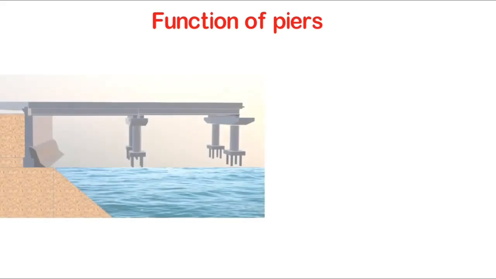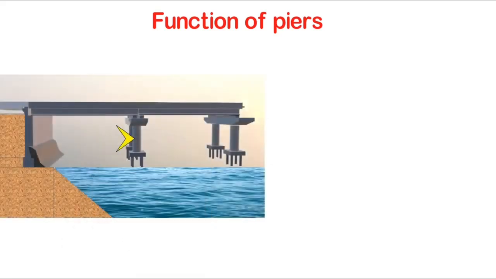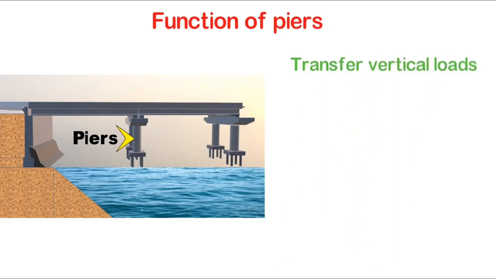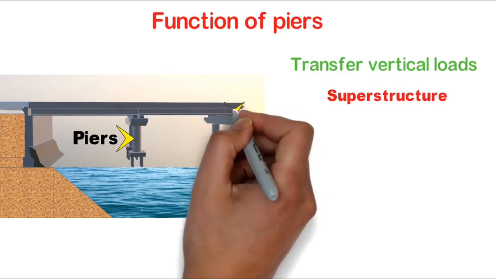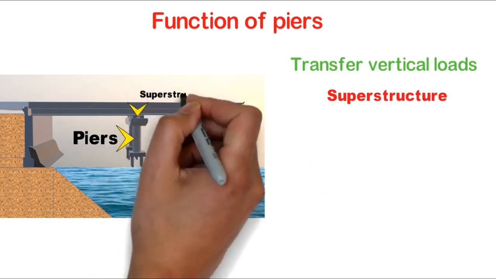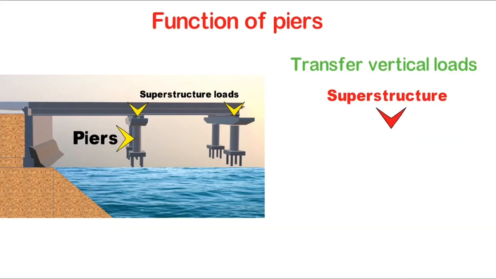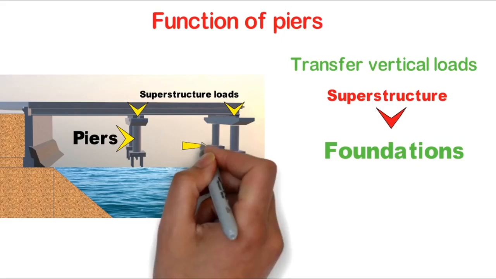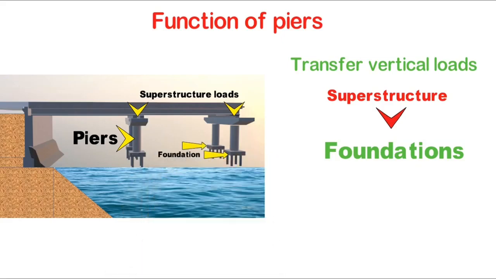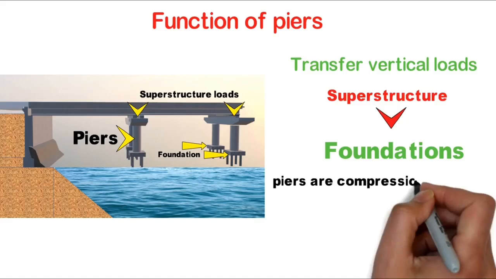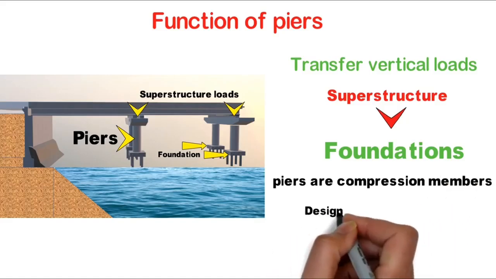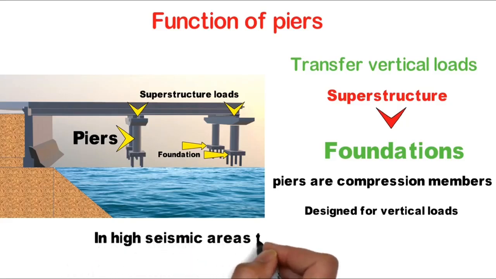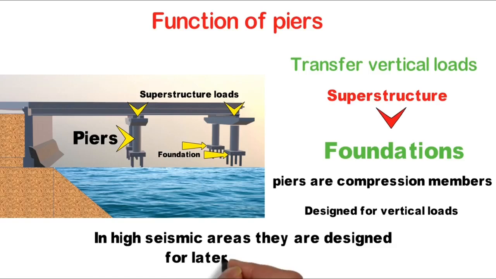What are the functions of piers? This is the pier. The intermediate supports are called piers, and they transfer vertical loads, that is the superstructure loads, to the foundations. That is the main function of a pier. Basically, piers are compression members and they are designed for carrying vertical loads. But in high seismic areas, they are designed for lateral loads also.